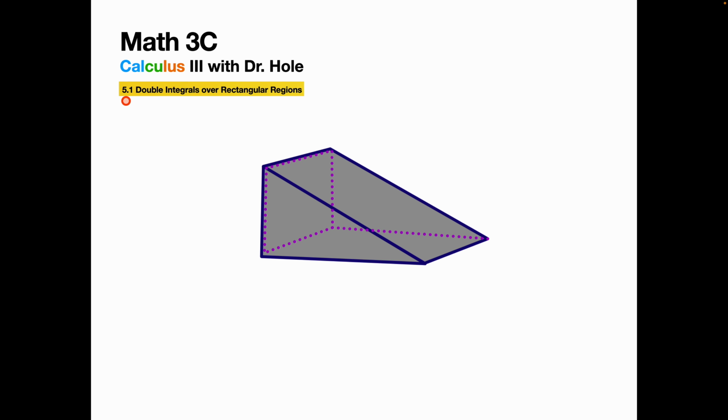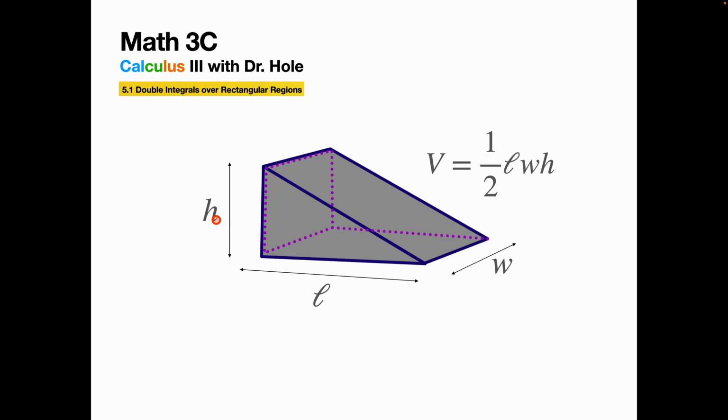Section 5.1. Let's recall volume by slicing. We're looking at a triangular prism. Give some measurements: height h, length l, and width w. Pretty basic formula that the volume is 1/2 the length times the width times the height.